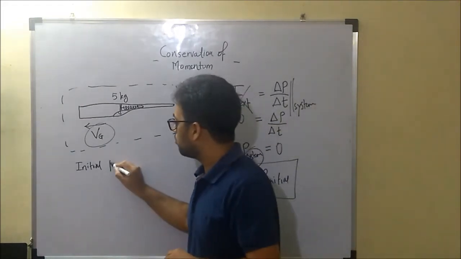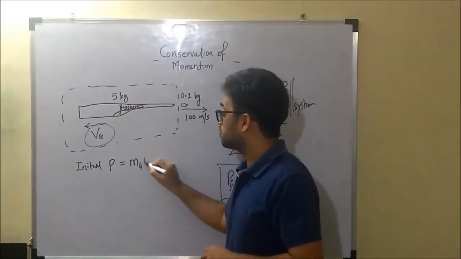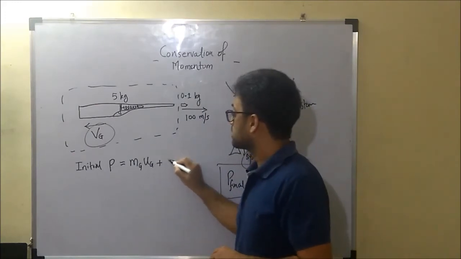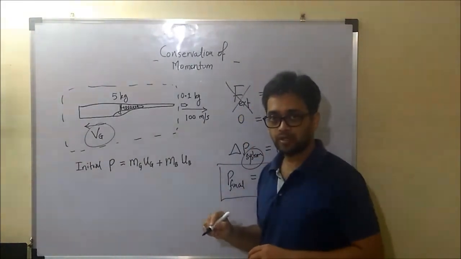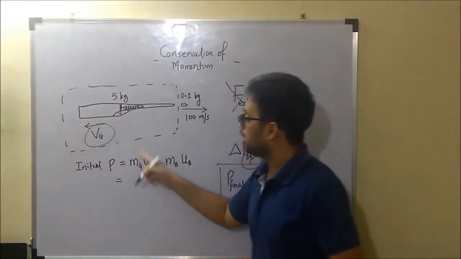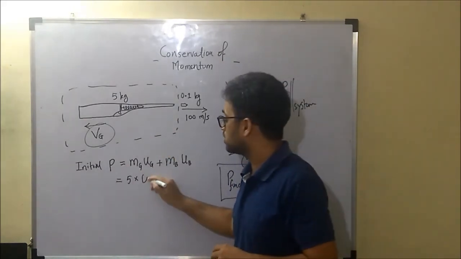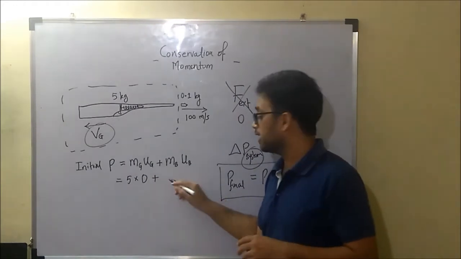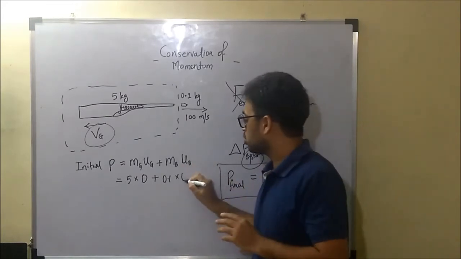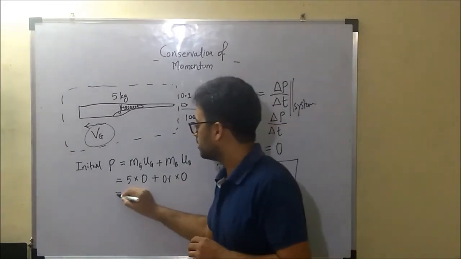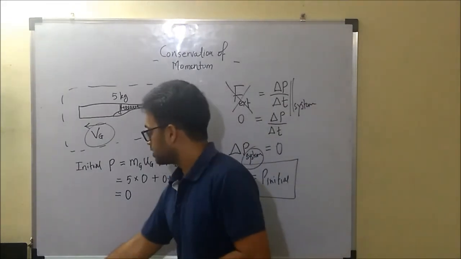What will be the initial momentum of the system? It will be mass of the gun into speed of the gun initial plus mass of the bullet into speed of the bullet initial. Right? Now, what is the mass of the gun? It is 5 kg. What is the initial speed of the gun? I said we are not moving it at all, so it is 0. Plus, what is the mass of the bullet? It is 0.1 kg into the bullet's speed. It is not moving yet, so it is again 0. So 0 plus 0 will give me initial momentum as 0. Nothing is moving at all initially. Now, what is the final momentum?